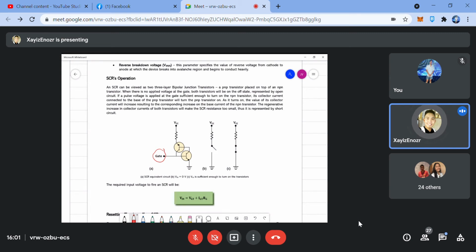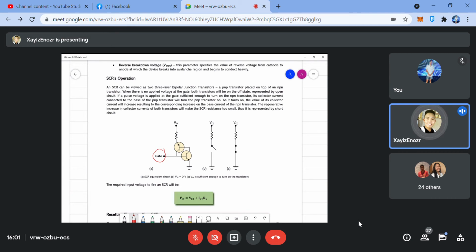collector current connected to the base of the PNP transistor will turn the PNP transistor on. As it turns on, the value of its collector current will increase, resulting to the corresponding increase in the base current of the NPN transistor. The regenerative increase in collector current in both transistors will make the SCR resistance too small. Thus, it is represented by short circuit.